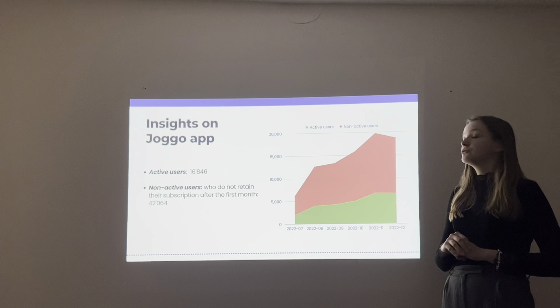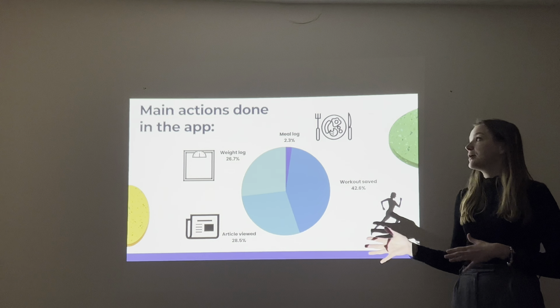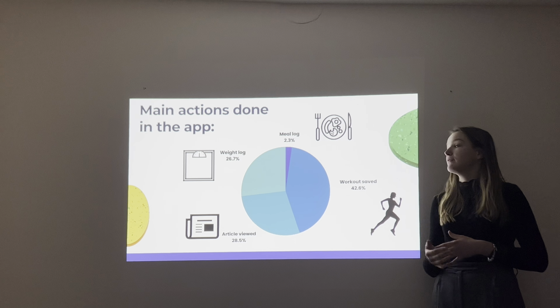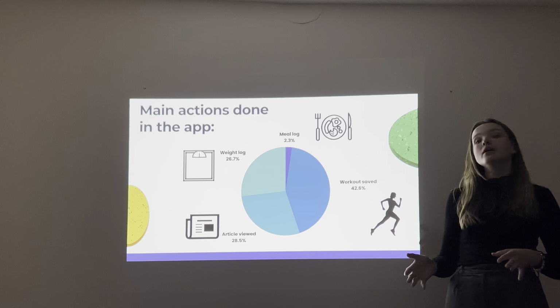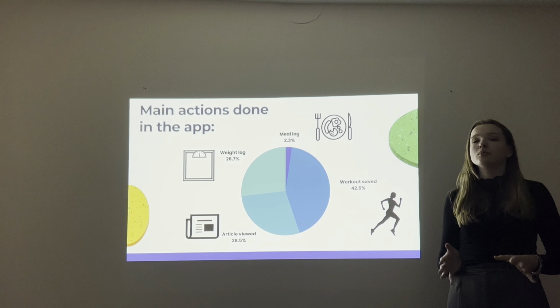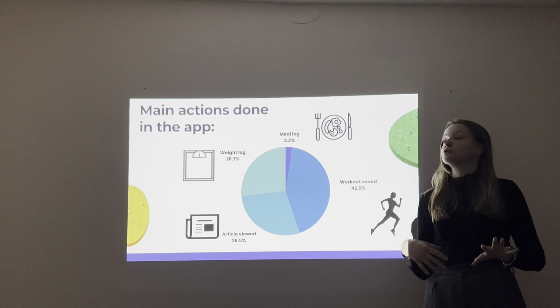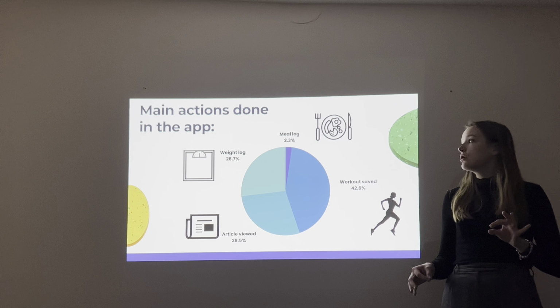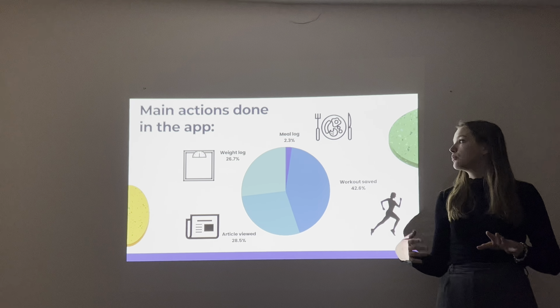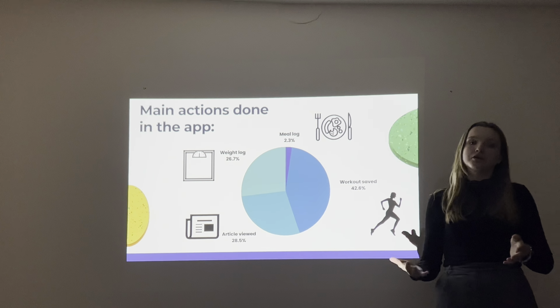And now we can move to the pie chart, and this pie chart shows main actions done in the app. So the majority of people are using it for workout, a minority of people are doing it to look at the meals, and also people use it for weight logging and reading articles.